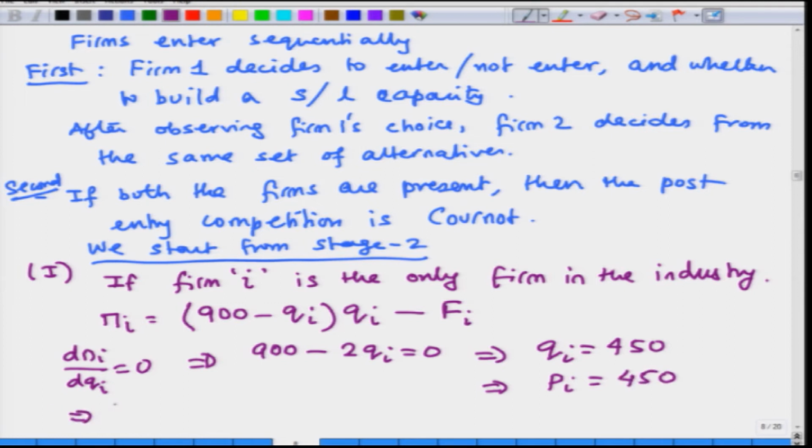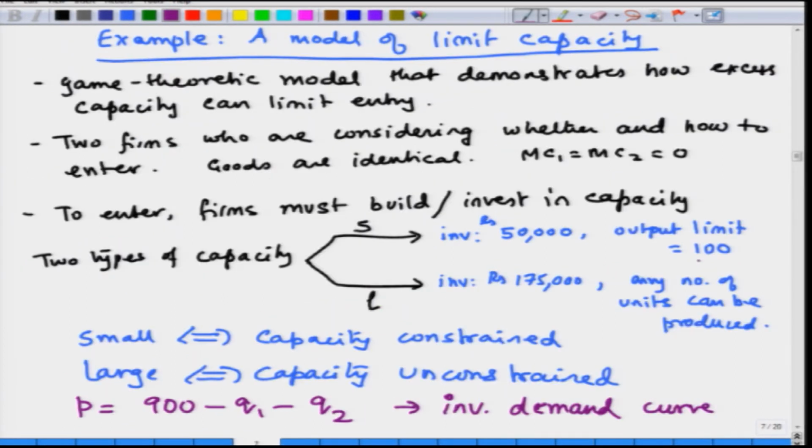So, the profit of the firm i is price times quantity, the total revenue. So, that is 450 times 450, which is rupees 202,500 minus the cost of capacity. Now, notice firm i can produce 450 units only if it has invested in a large capacity, because if it had invested in a small capacity, then its output choice would be limited to only 100 units.